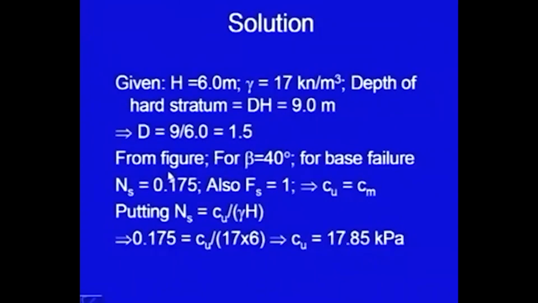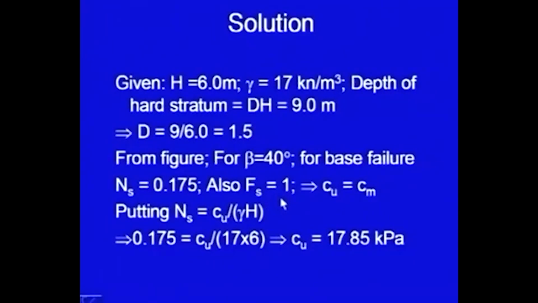Now, from the figure which I was discussing, where d and n and the stability numbers were available, for beta equal to 40 degree, and now I use the base failure chart, the chart for the base failure is used, and you will be getting Ns is equal to 0.175.